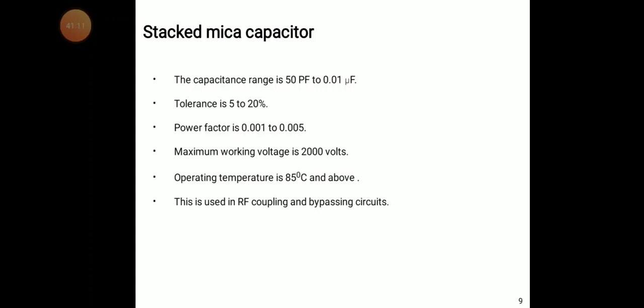Generally this is used in radio frequency coupling and bypassing circuits. Bypassing means whenever you want to bypass the AC signal, not entering into the main circuit, we use these bypass capacitors. Just like a filter, it bypasses the AC signal through to the ground. At that place we use the mica capacitor. The advantage of the mica capacitor is that the working voltage is very high, 2000 volts.